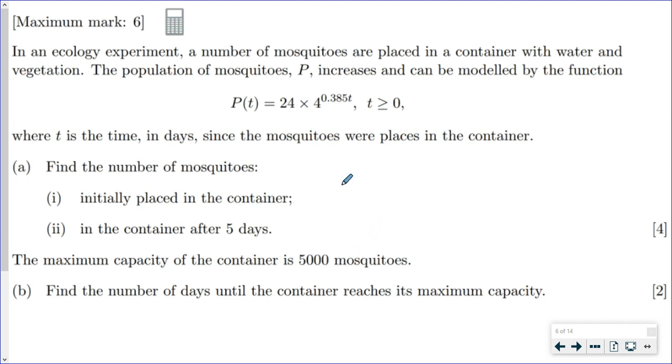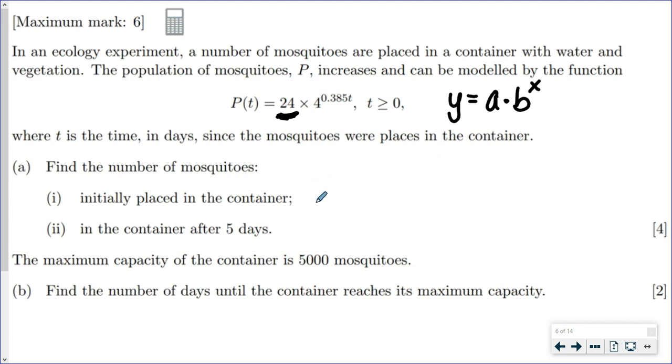If we're talking about initially placed in the container, how many days have passed when we first start? 0. Whenever you're talking about initial amounts, your time is always 0. If you know anything about standard forms of exponential functions, it's always going to be this number here. Really, all this is y is equal to a times b to the x power, where a is your initial amount, b is your exponential constant, and x is your exponent.